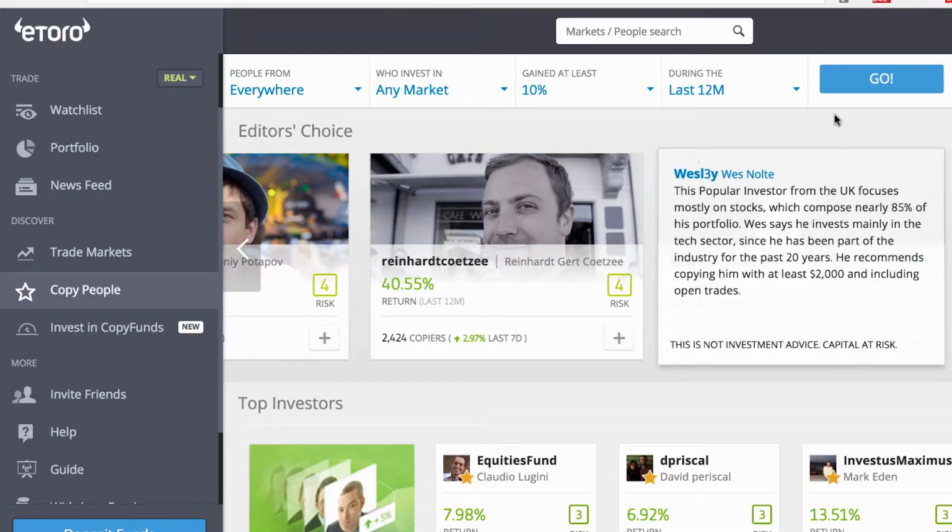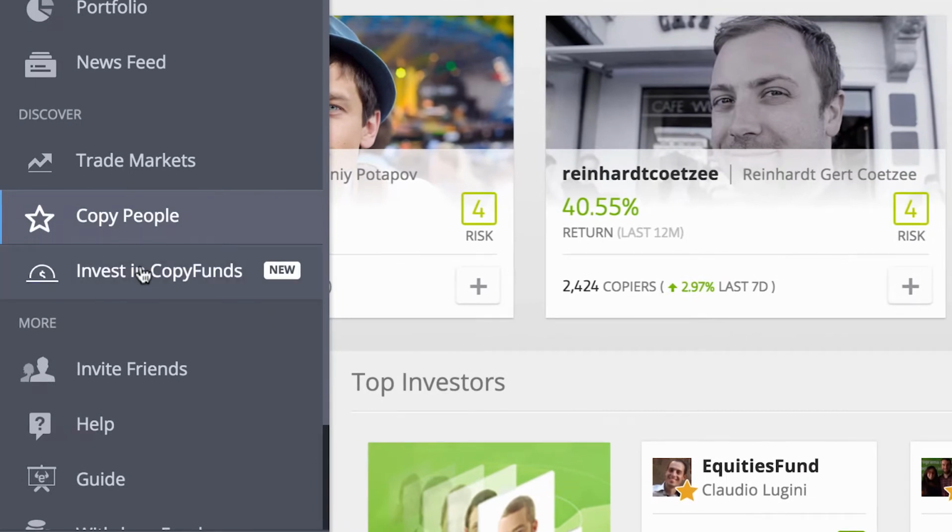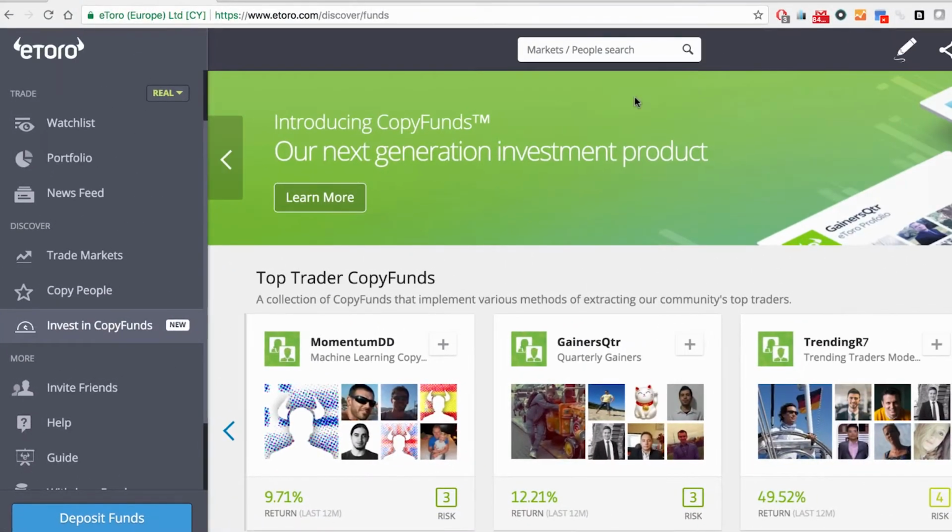Alright, so someone asked me to make a video talking about Copyfunds and what they are and what they do. So here's your main screen, the home screen, the one we're all used to. And down here there's trade markets, copy people and invest in Copyfunds. It's one of the big three options for types of things you can trade. So if I click on that, it goes to this screen here.